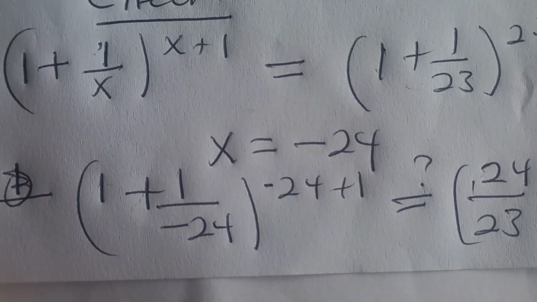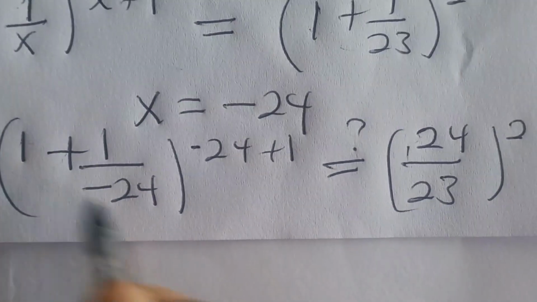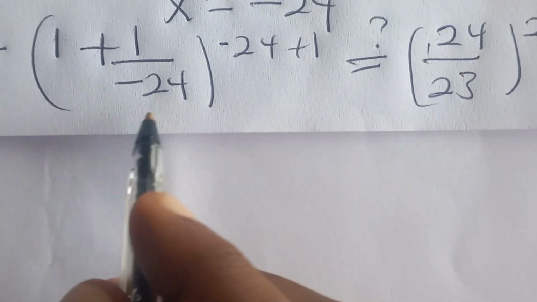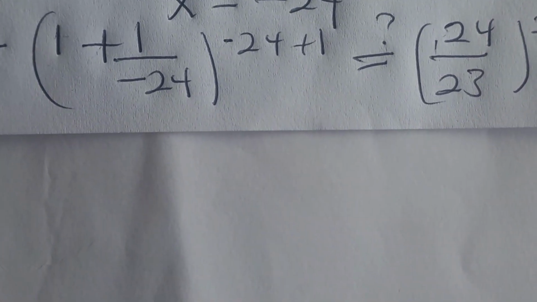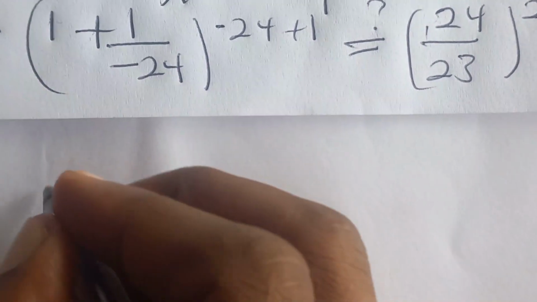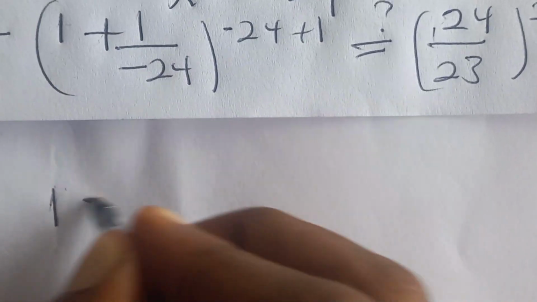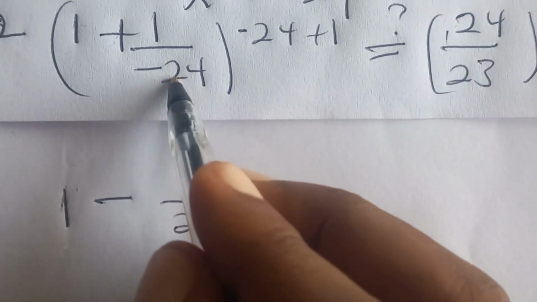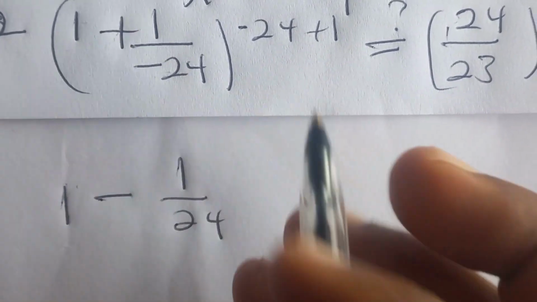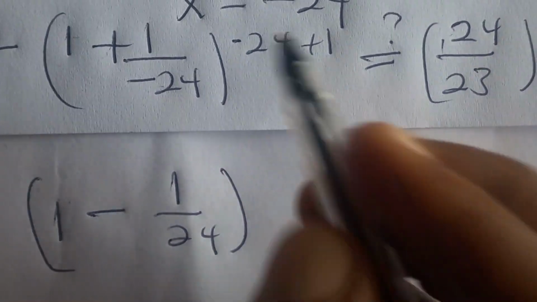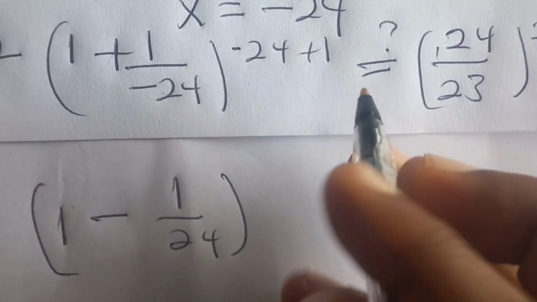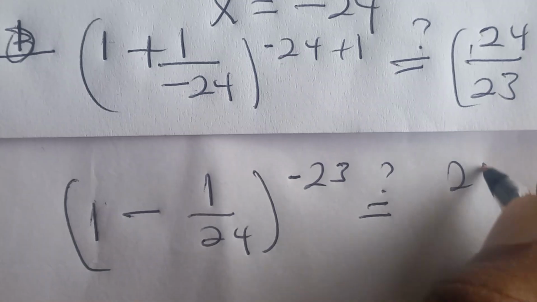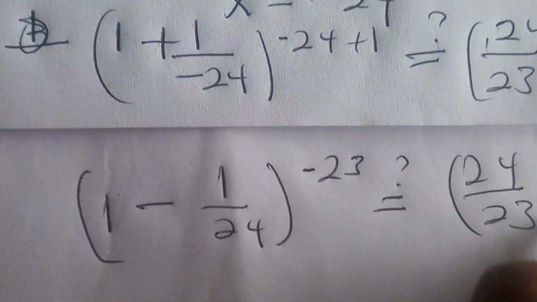Now, the left side has x equal to negative 24, right? So we are going to get 1 minus 1 over 24, because the negative sign is affecting the whole thing here, all in brackets, with exponent negative 24 plus 1, which is negative 23. Is it equal to (24/23) exponent 23?